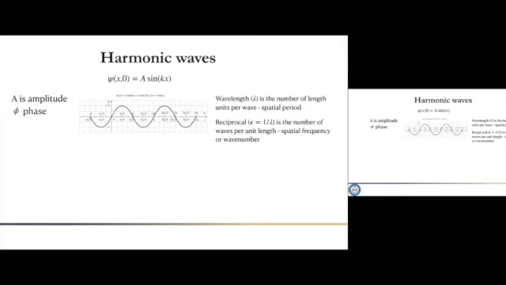And then the reciprocal of that, which is given a special name kappa, is 1 over lambda, the number of waves per unit length. And that is given a name, spatial frequency, or the wave number.